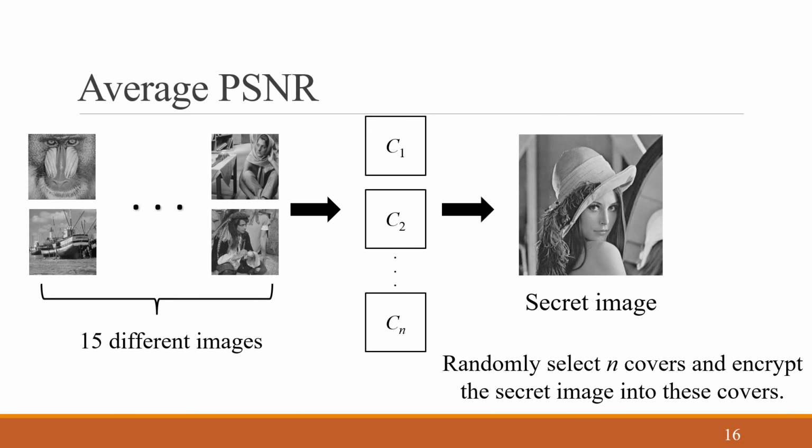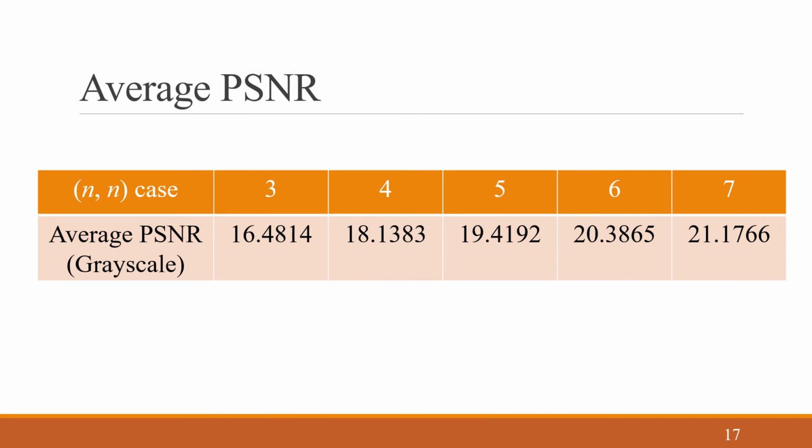To ensure that the experiment result of the previous page is not a special case, we randomly select n covers from 15 different grayscale images and do camouflage with these covers. N is from 3 to 7. This table shows the average PSNR of each case. We can find that as n increases, the average visual quality of shares becomes better.